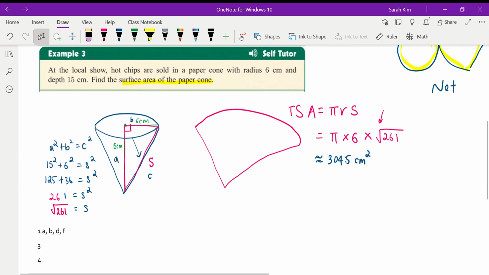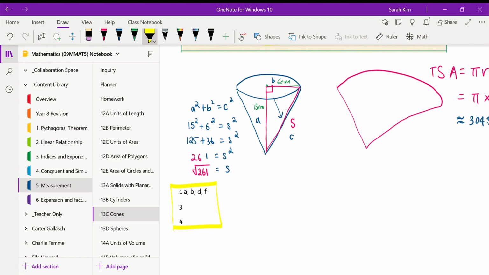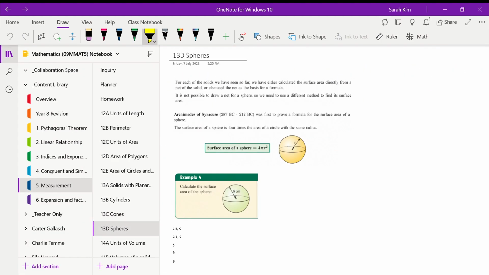So that's the first surface area. Make sure you copy this down, and then you should be able to do all of these questions before you are able to move on to 13D. Now, I do need you to do both 13C and 13D today. Okay, the rest is for homework.